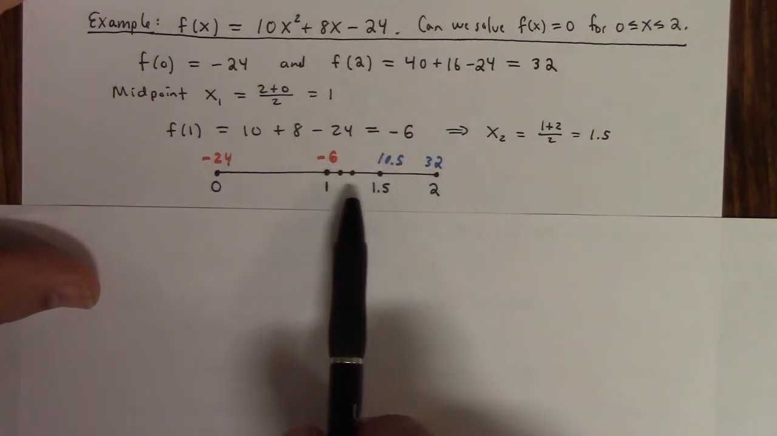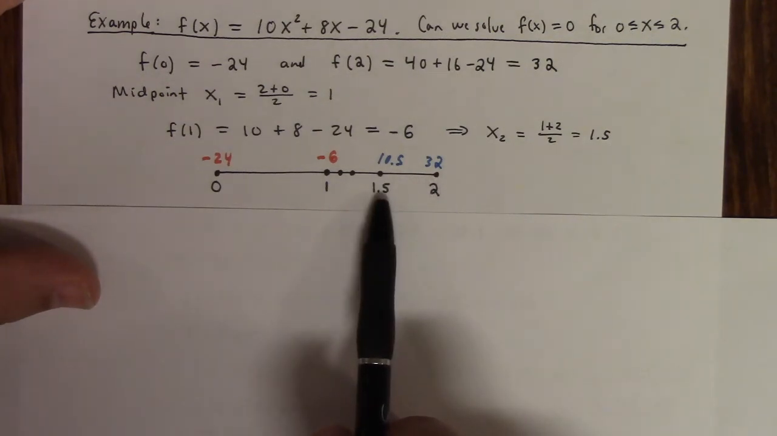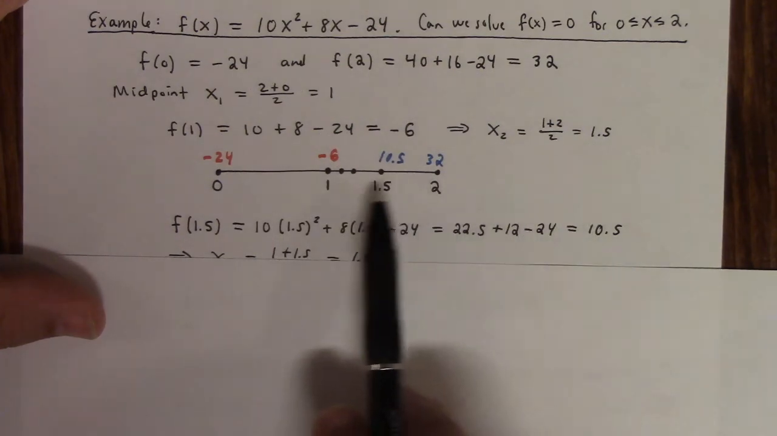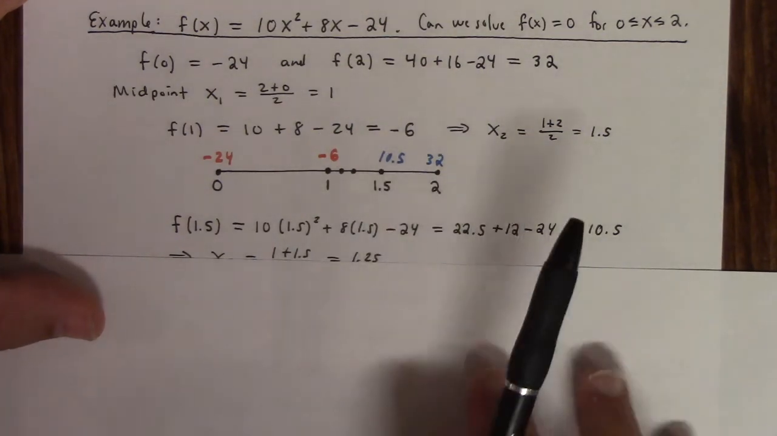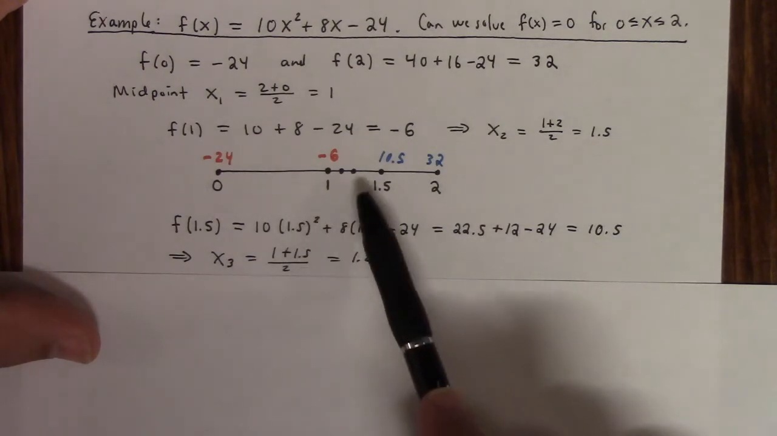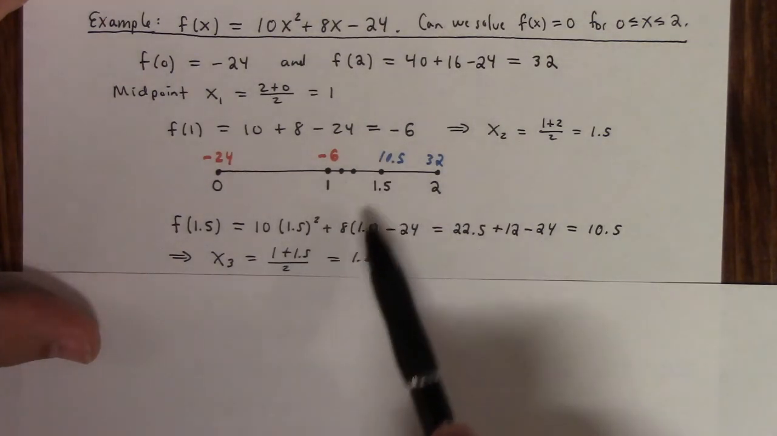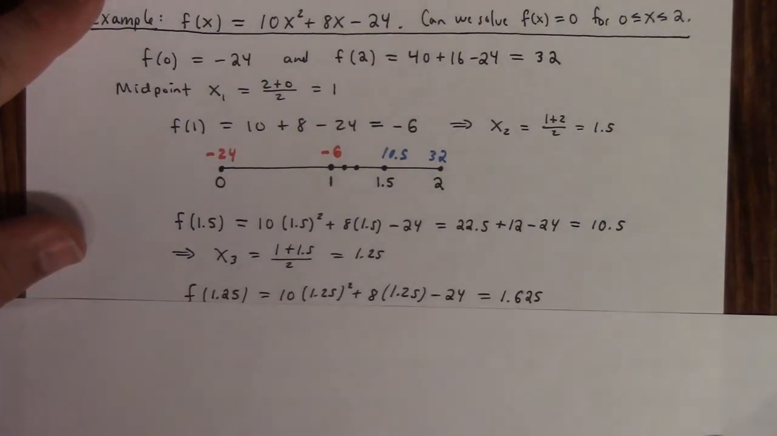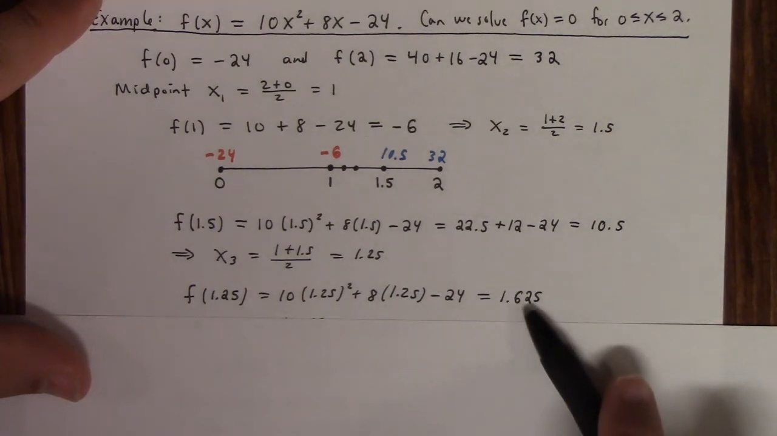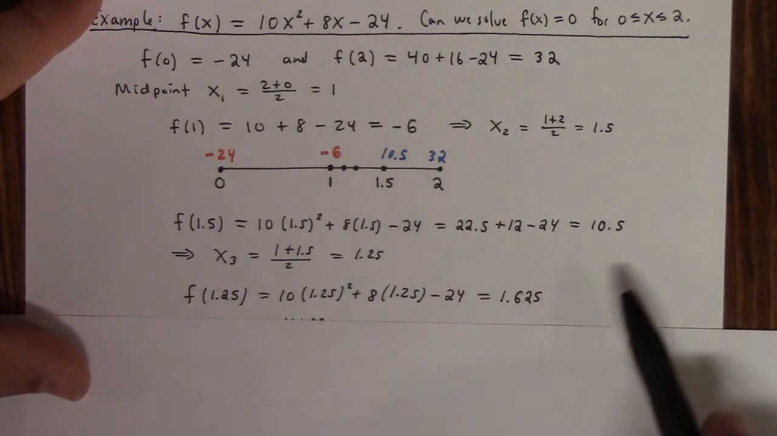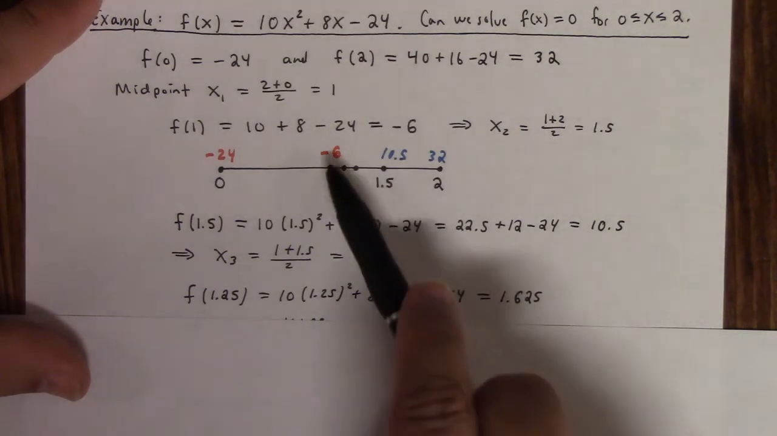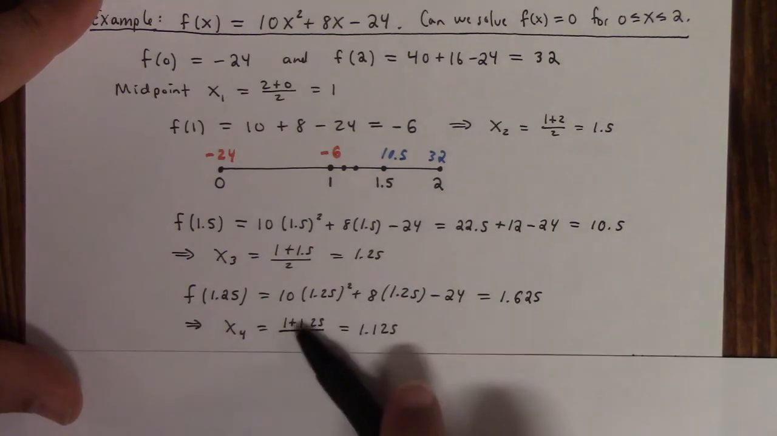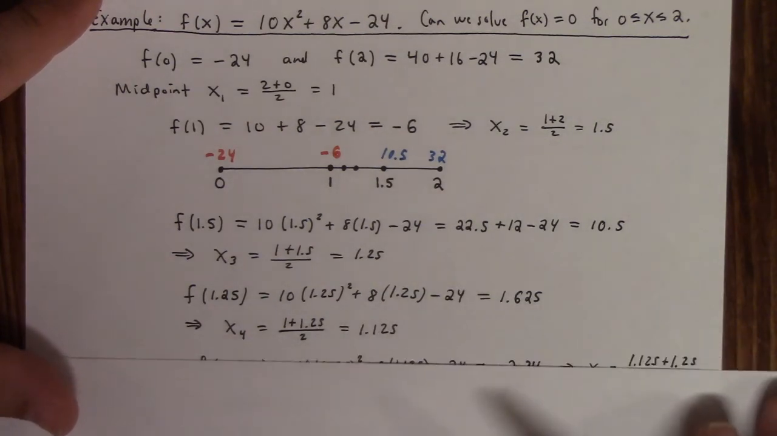I'm going to zoom in over here because that's where I got a sign flip. So I next calculate the midpoint of 1 and 2, which is 1.5. When I plug in 1.5, I get 10.5. So then I see there's a sign flip between 1 and 1.5, which means my x3 is going to be the midpoint of 1 and 1.5, which is 1.25. And then guess what I do? I plug 1.25 into the function. I get 1.625. So that shows me that there is a sign change between 1 and 1.25. So I'm going to zoom in further, midpoint of 1 and 1.25. That's giving you 1.125. Okay, great.